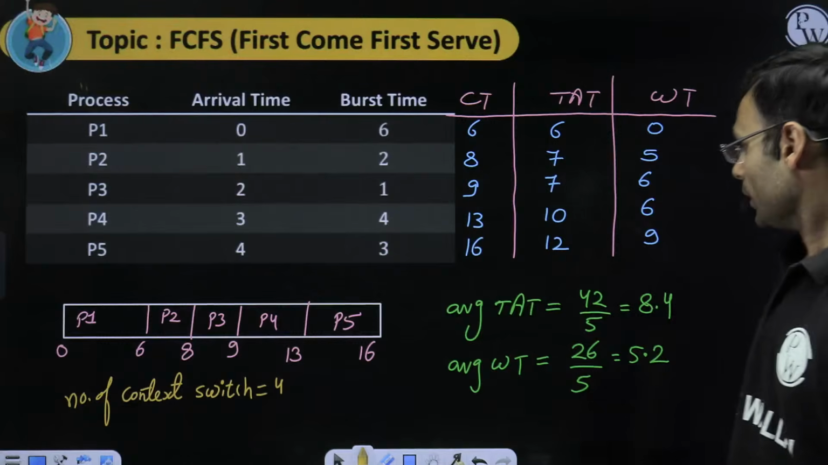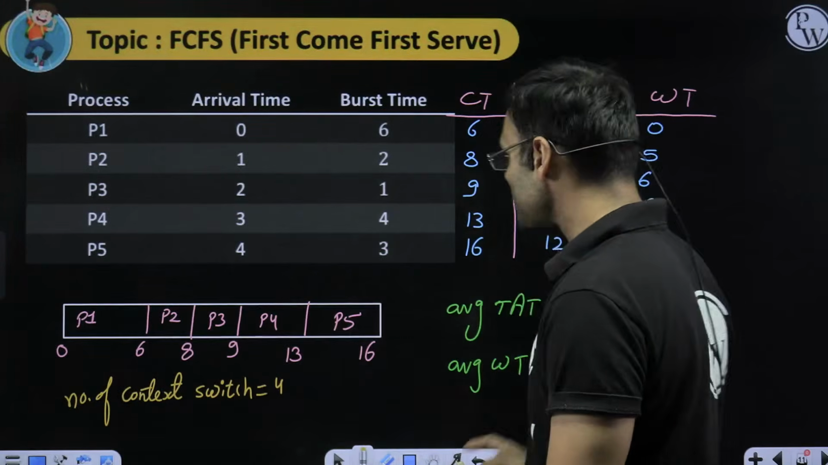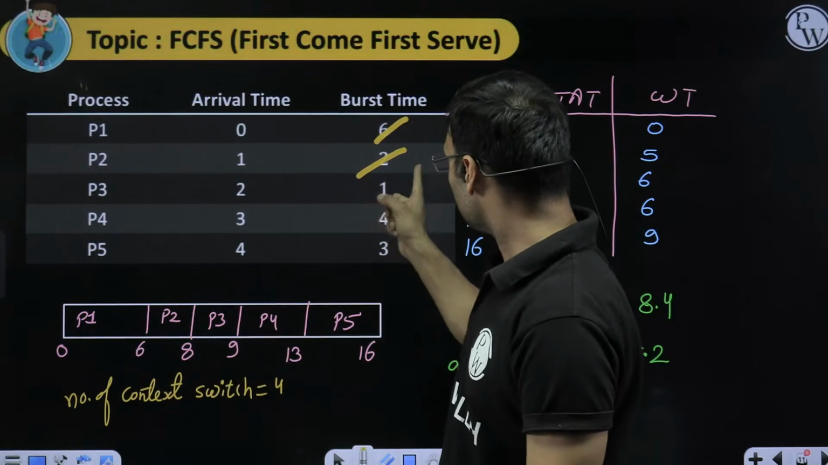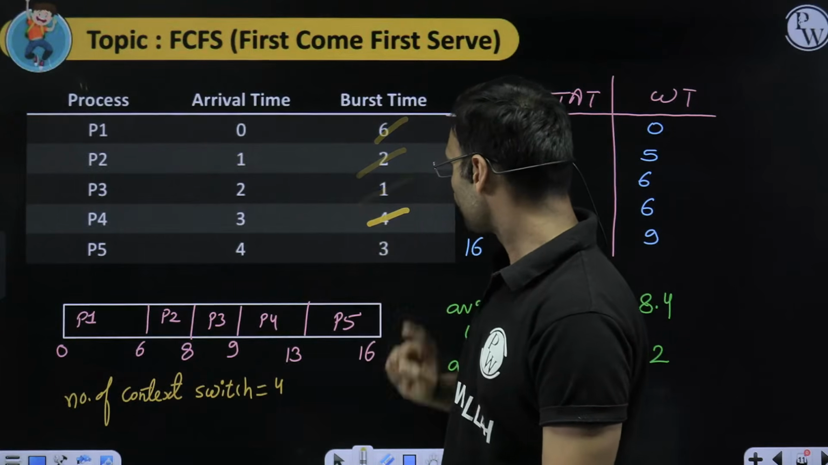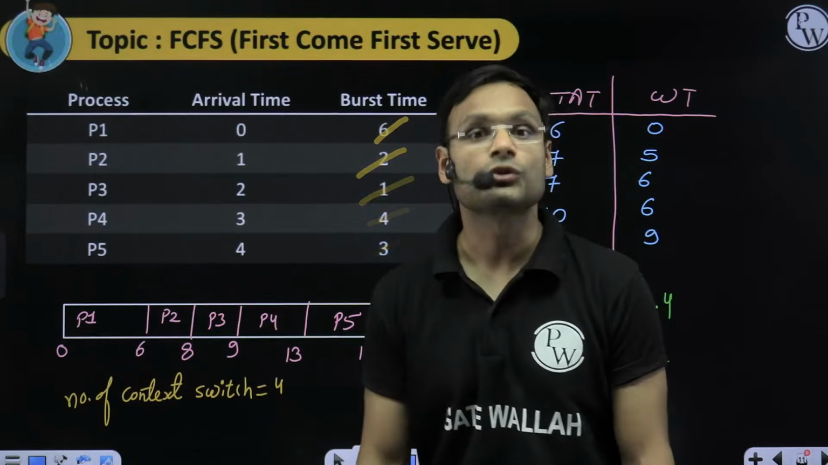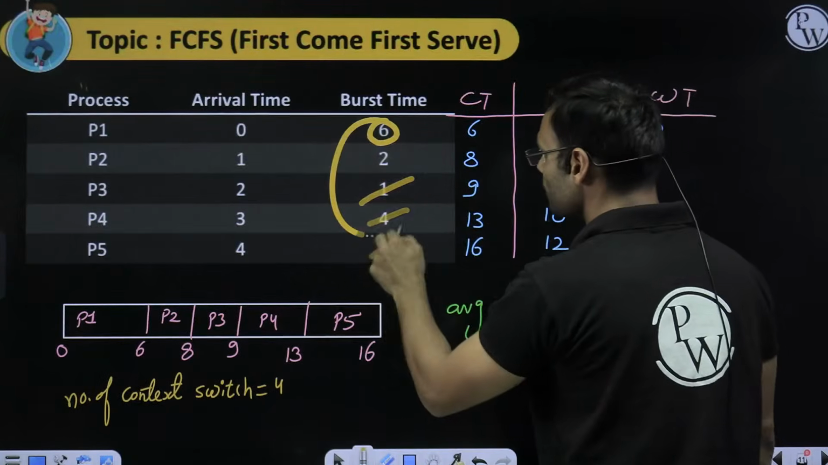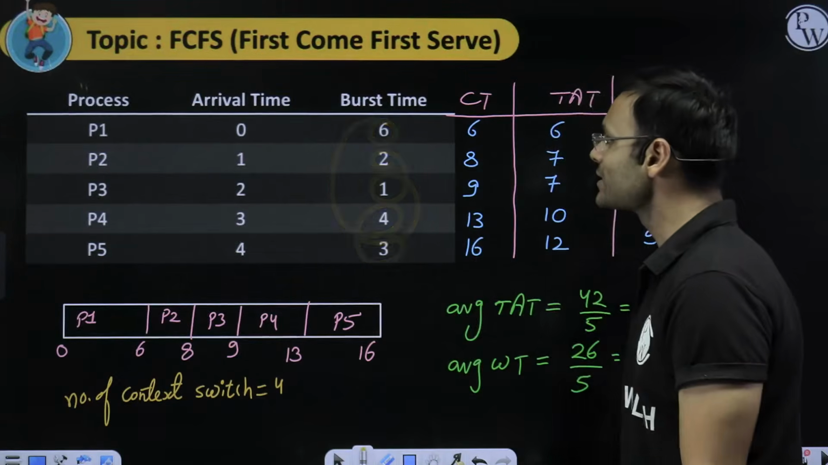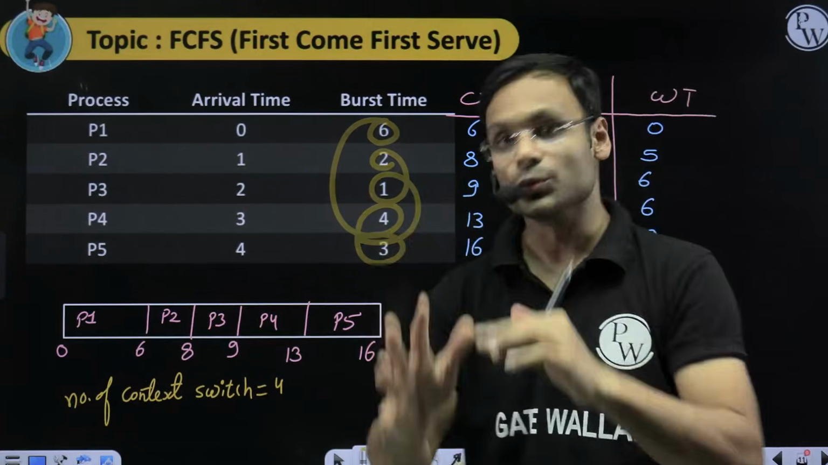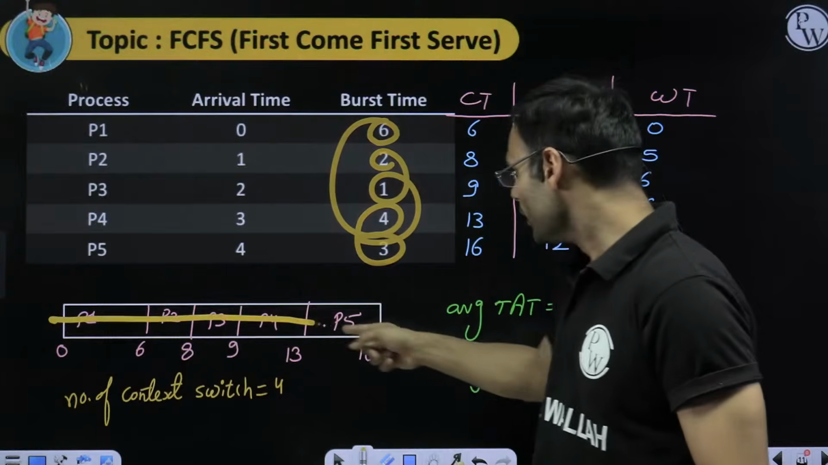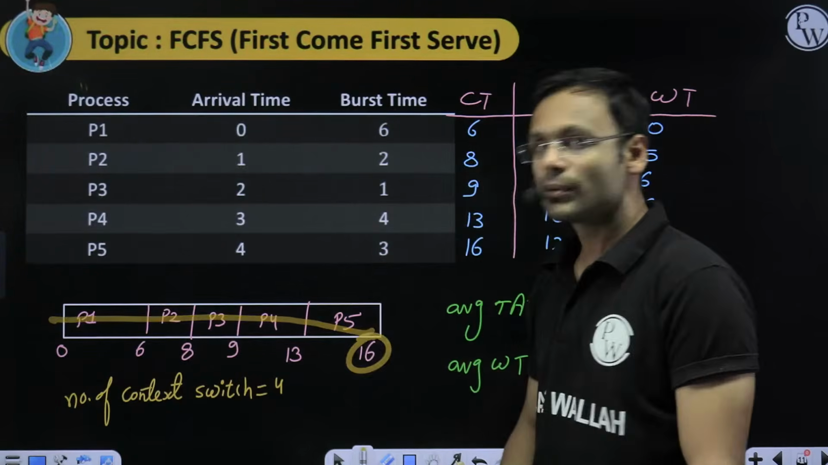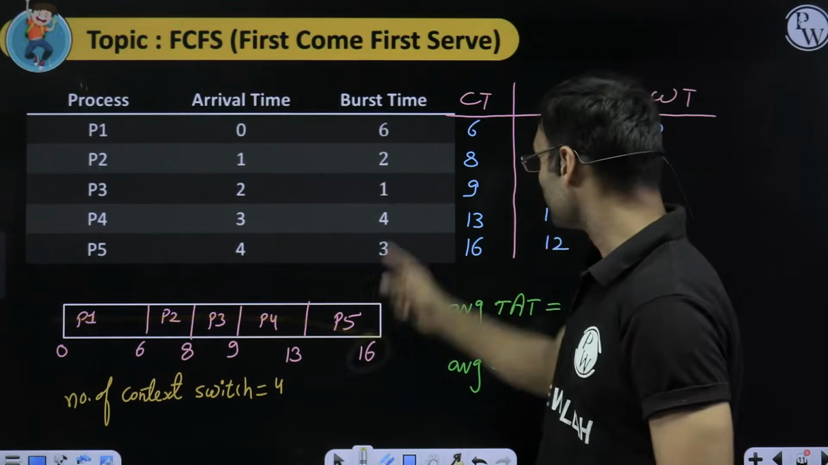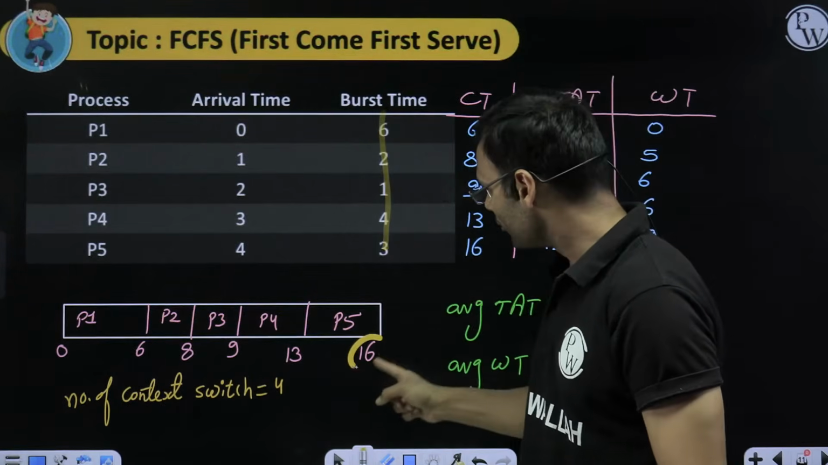Another thing is total how much time the processes are running. P1 runs for 6 time units, P2 runs for 2, P3 runs for 1, P4 runs for 4, and P5 runs for 3. Total 6 plus 4, 10, 13, 14, 15, 16. Total 16 time duration CPU is used. Look at this. From here to here, total 16 time duration CPU is used. So you can have another check over here that the summation of burst time will be here.